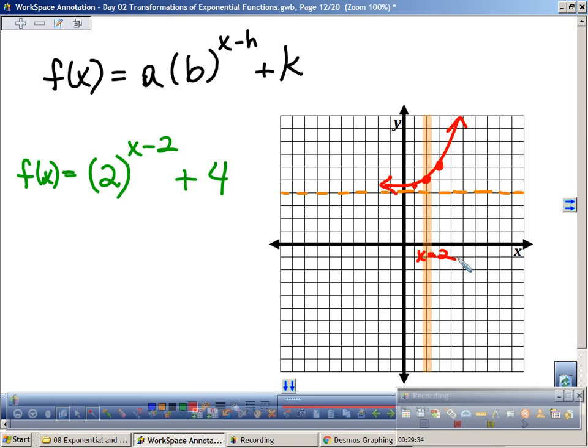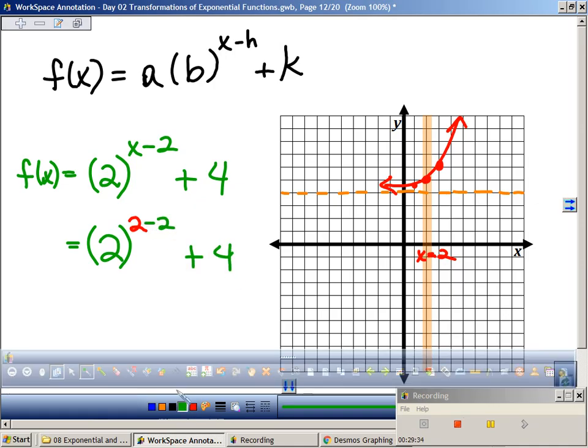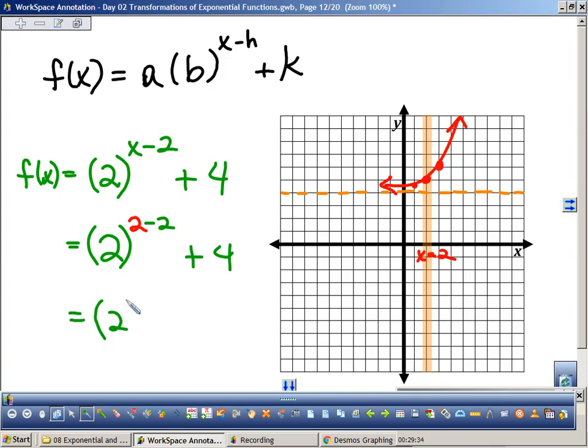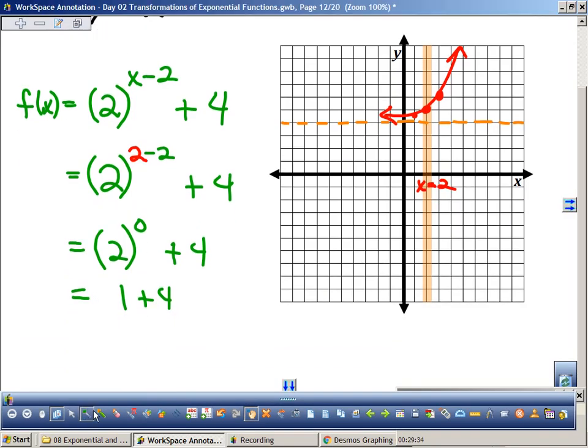Let's substitute in 2. So I have 2 to the 2 minus 2 plus 4. Remember how I told you, as soon as I get an exponent of 0, that's my first reference point. Plus 4. What is 2 to the 0? 1 plus 4 is how much? 5. Let's double check. If I go over 2, I should have to go up 5. 1, 2, 3, 4, 5. Bingo.